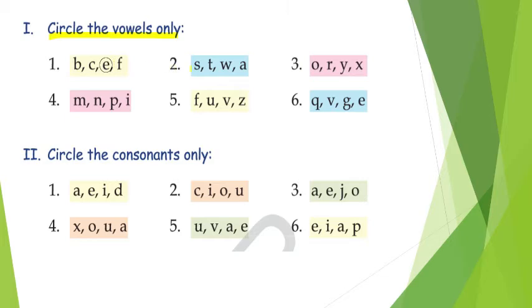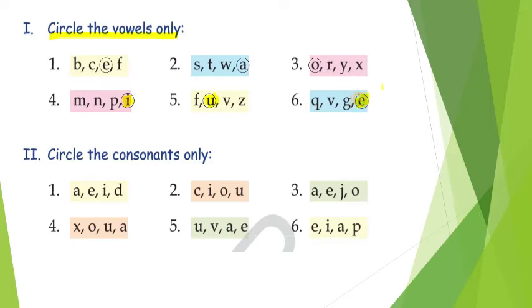The second one we have is S, T, W, A. Here also we can spot A is a vowel. In the third one, O, R, Y, X, O is a vowel. In the fourth one, we have I. This is a vowel. In the fifth, U is a vowel. In the sixth one, we have E.